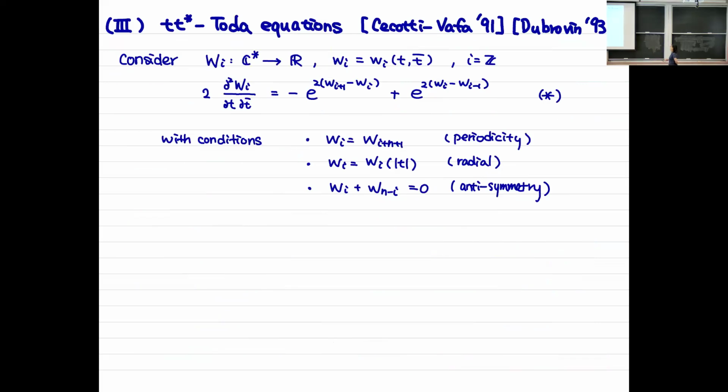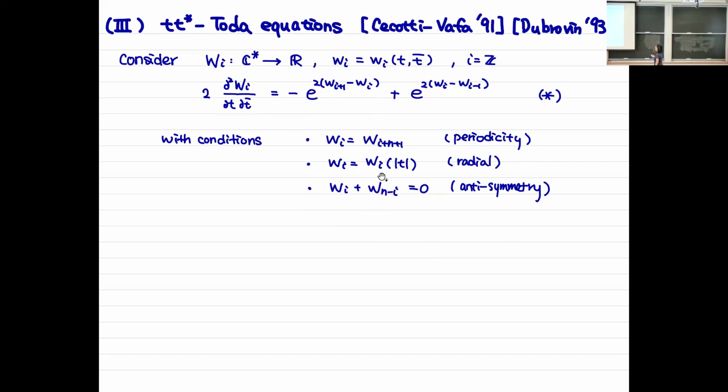So it's the TT star Toda equations. So TT star was first introduced by Cecotti-Vafa in their 91 paper, and Dubrovin made a mathematical framework for that in his 93 paper. So that's where we are coming from. So we consider particularly the Toda type. So this is the Toda equations. This is the Toda equations. And with this condition, this is where the TT star comes in.